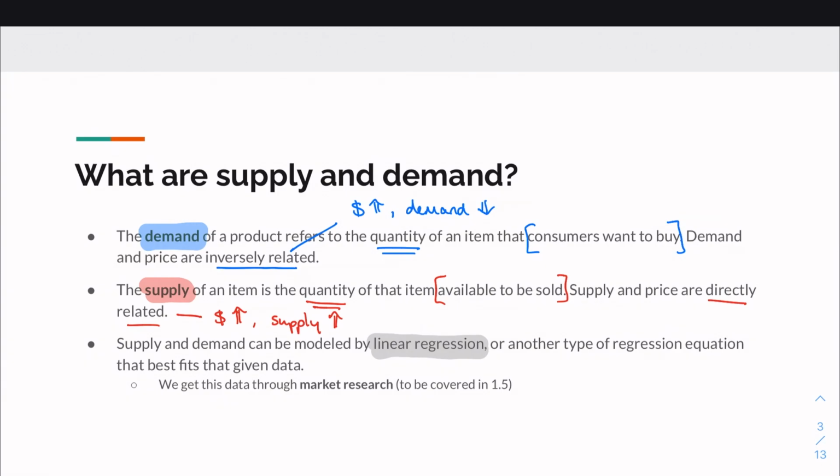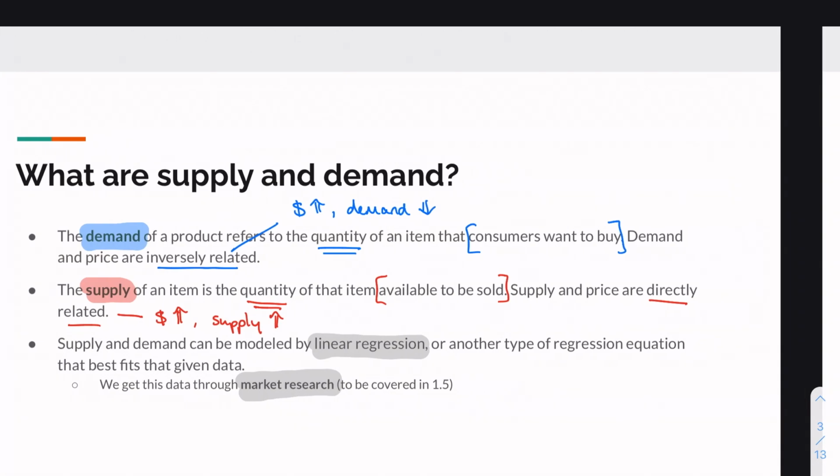At least in our class, we will deal exclusively with linear supply and demand, but you can use other types of regression equations as well, right? You can use things like quadratic regression and all that fancy stuff, whatever best fits the given data that you have to work with. And we can get this data through something called market research. You don't have to worry about that right now. We'll talk about that later on in the chapter.